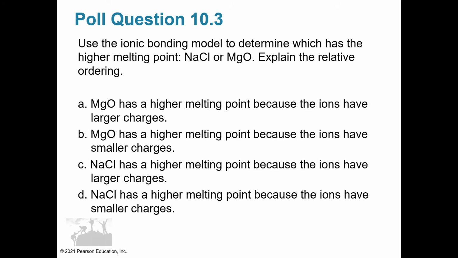Let's check for our understanding now. Use the ionic bonding model to determine which has the higher melting point, sodium chloride or magnesium oxide, and explain why. Please pause the video, read through all 4 statements very carefully, pick your choice, and when you're ready for the answer, click play.